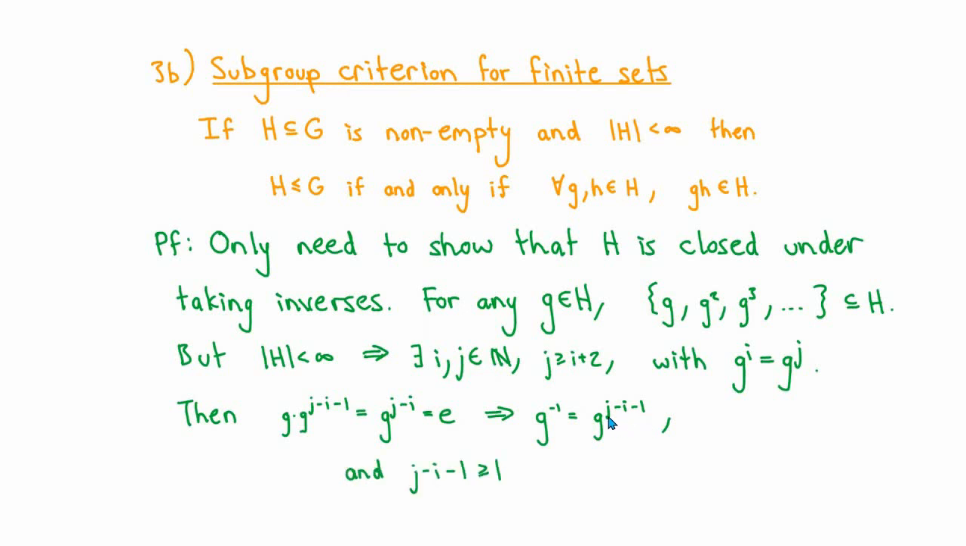Now the reason why I wanted j to be at least i plus 2 was in order to guarantee that this exponent j minus i minus 1 is bigger than or equal to 1 at this step. And since that holds, I'm now guaranteed that g to the j minus i minus 1 is an element of this set, so it's an element of H. That shows that the inverse of any element of H is also an element of H, so it completes the proof of the subgroup criterion for finite sets.